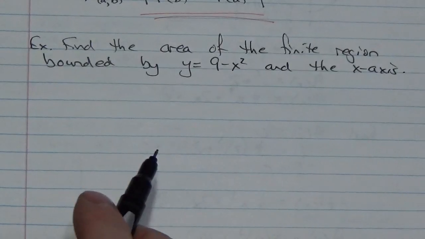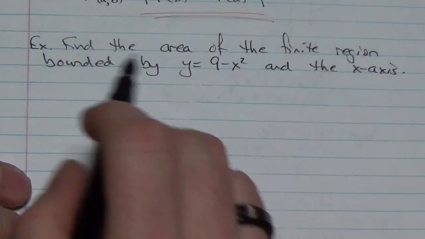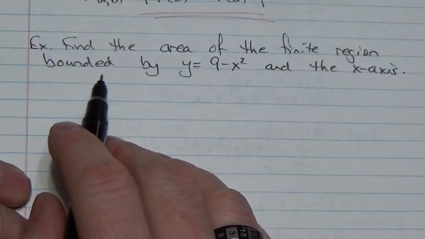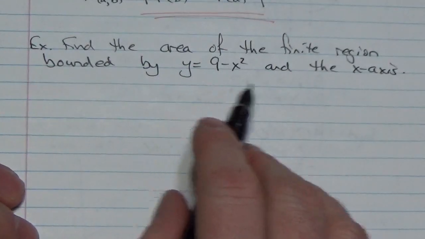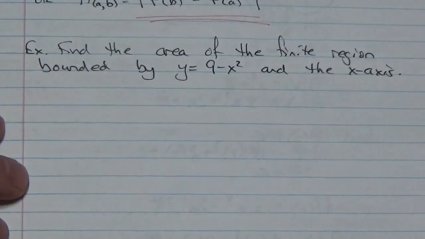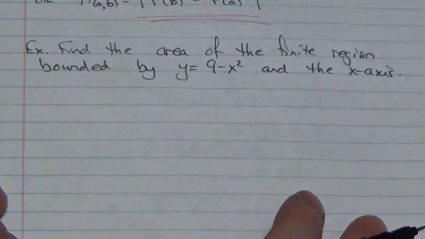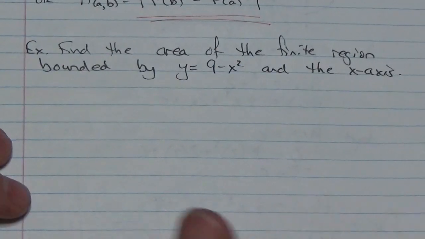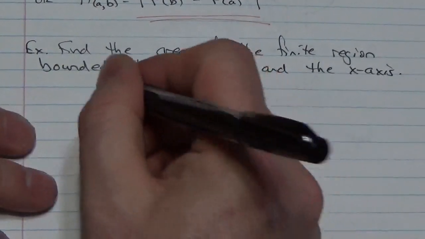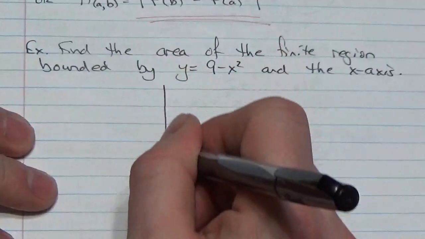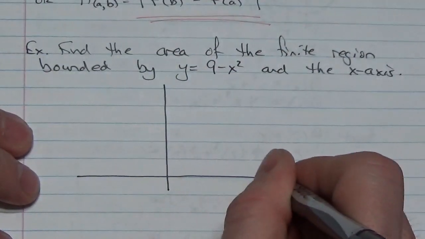Okay, so our last example that we're going to work through says: find the area of the finite region bounded by y equals 9 minus x squared and the x-axis. Well, before I do the math to figure this out, let's take a look at what this looks like. So let's just draw this out.